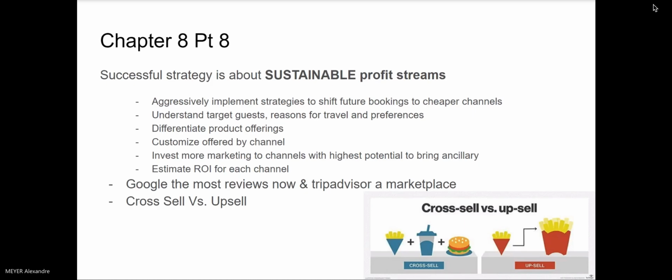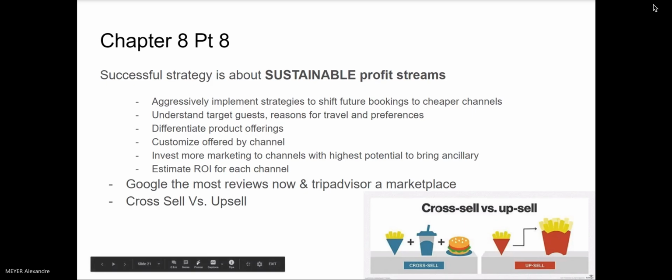You must also invest more marketing funds into channels with the highest potential to bring ancillary revenue, because again, ancillary revenue, F&B, spa, and all that can bring a lot of money. So whichever one can bring you the most money there, think about using them more often. And you look at estimating the return on investment for each channel to see which one is the most profitable.